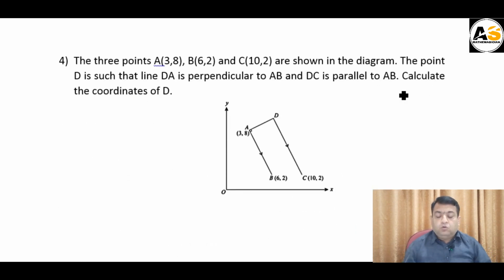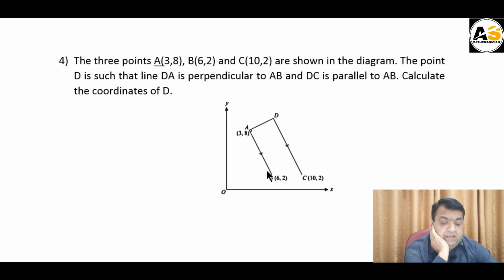Now we are moving to question number 4. There are 3 points given. A is 3, 8. B is 6, 2. And C is 10, 2. They are shown in the diagram. Point D is such that the line DA is perpendicular to AB and DC is parallel to AB. Calculate the coordinate of D. We have to find the coordinate of D.